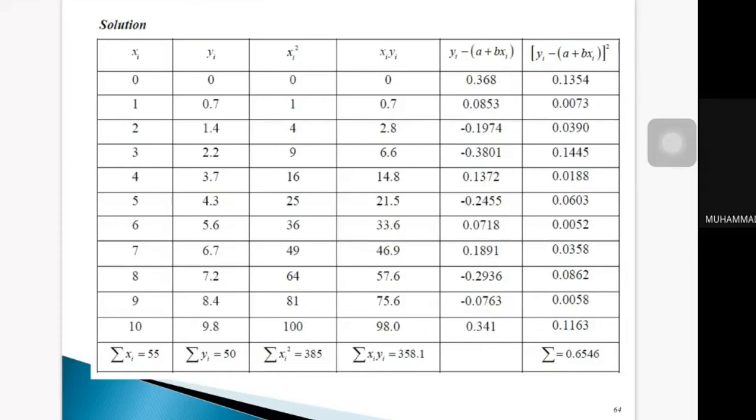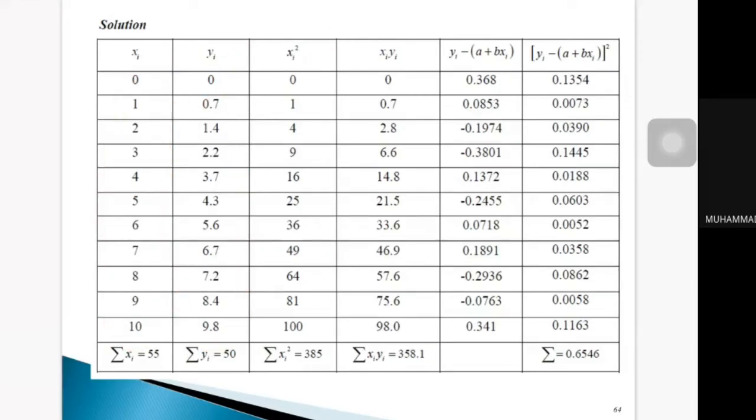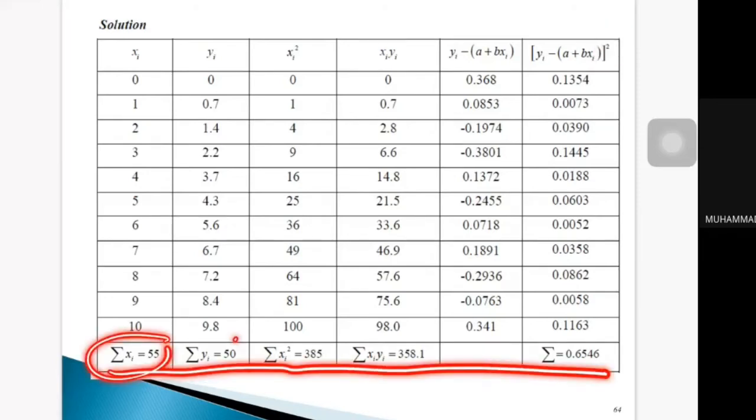So you can try this. You just play around in Microsoft Excel. Just put this value x and y. So this is the given value. And then find x squared, x times y. This is for error, yi minus (a plus b xi). And then the value of the square. Find the summation of each of these.